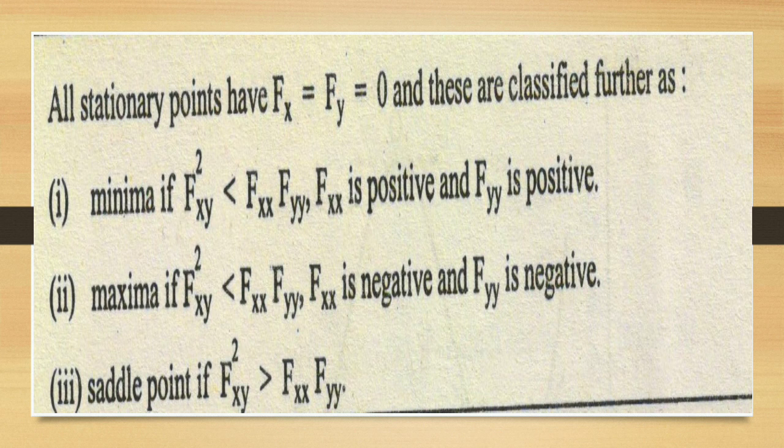For a maximum, if fxy² is less than fxx·fyy, then fxx is negative and fyy is also negative. It is a saddle point if fxy² is greater than fxx·fyy.